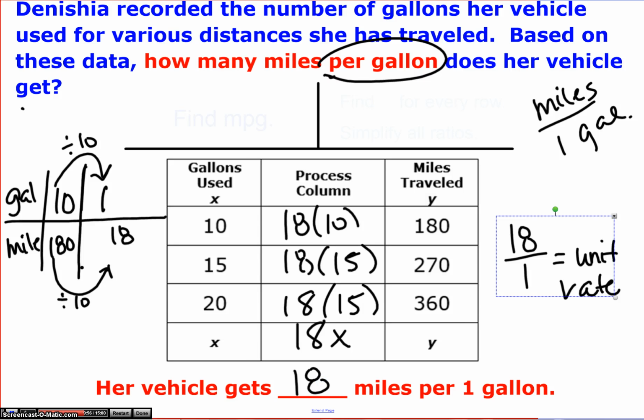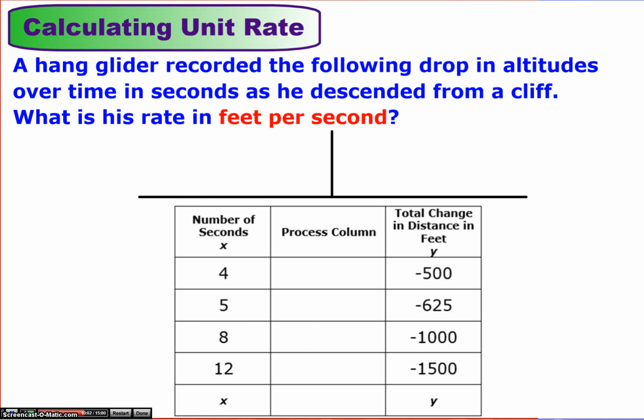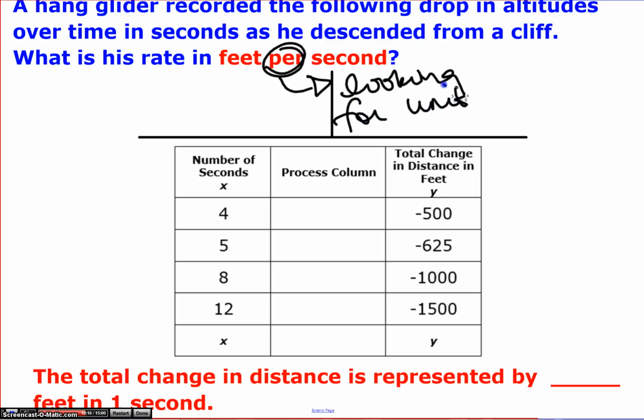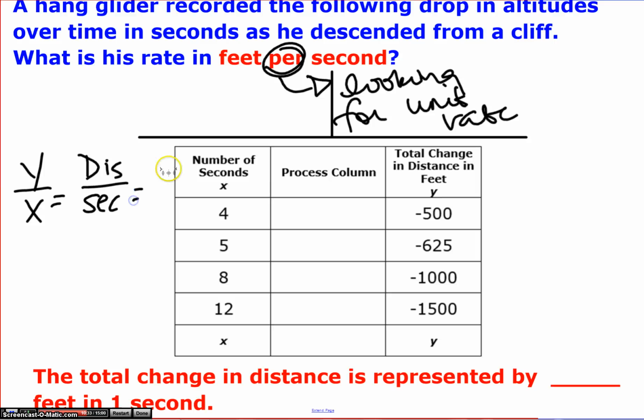All right, so let's do another example. A hang glider recorded the following drop in altitudes over time in seconds as he descended from a cliff. What is his rate in feet per second? This per right here tells you you're looking for what? The unit rate. So, set up your proportion. Y over x equals, so total distance over seconds, so negative 500 over 4.